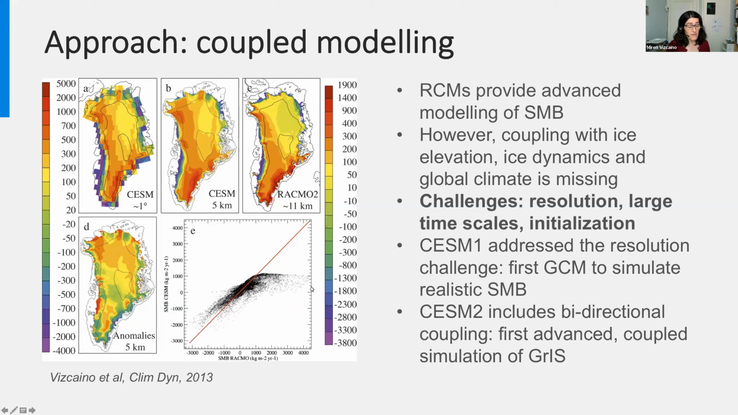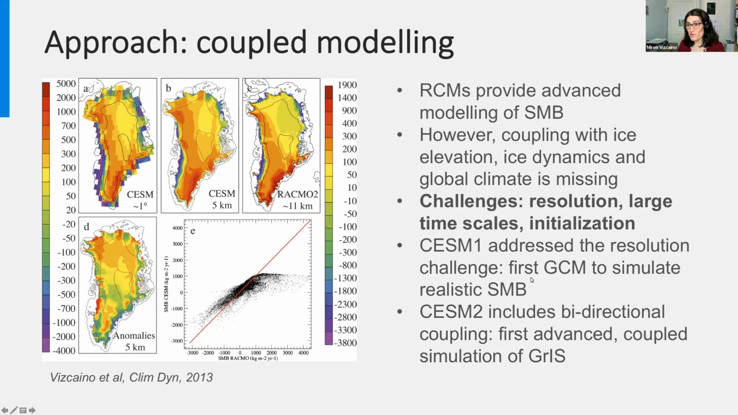So here you have a figure from this publication where the simulation by the Community Earth System Model version 1 was compared with a regional climate model, RACMO2 at 11 kilometers. The climate model was running at 1 degree, and through elevation classes, the SMB product was downscaled to this 5 kilometer resolution so that it could be used eventually by an ice sheet model.